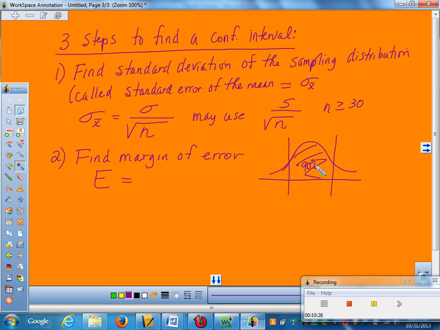Consequently, won't the z-score for these lines change based on how confident I want to be? So your z-score is going to determine how confident you are. The formula calls for you to take the z-score for whatever level of confidence you're after, and you times it by the standard error. That will give you the margin of error.